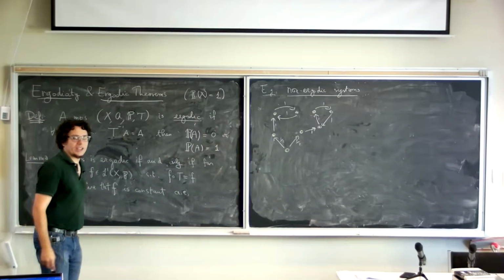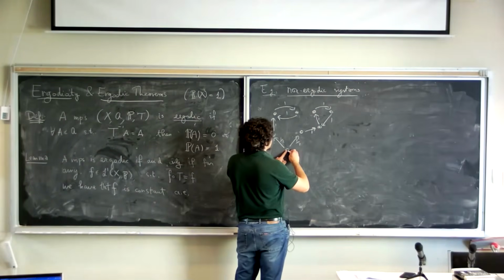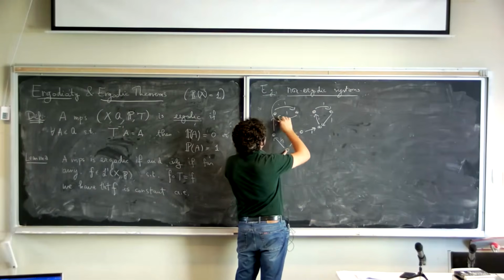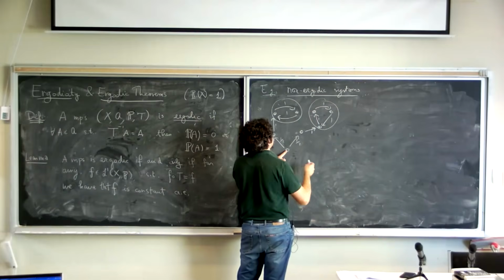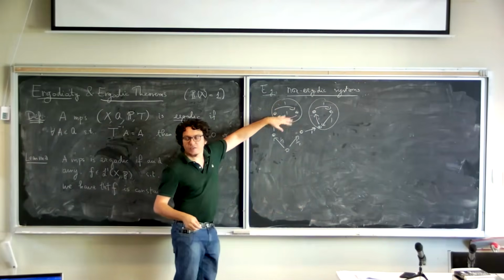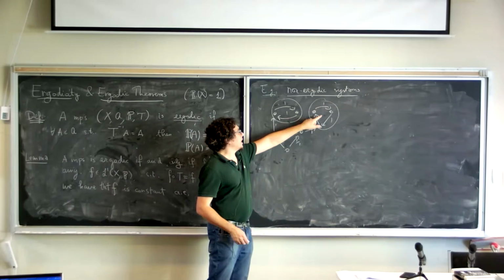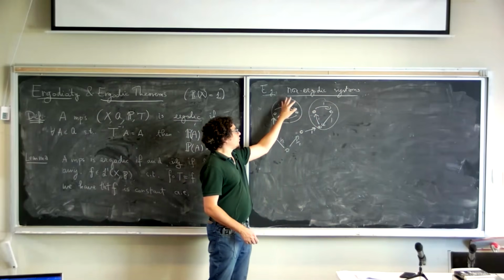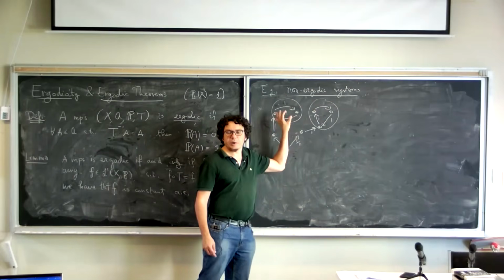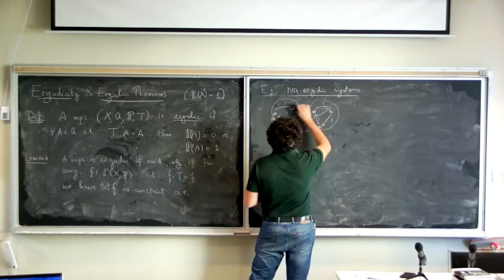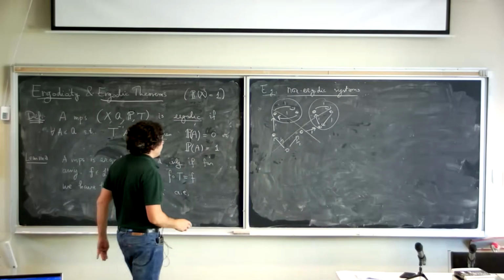You can make more complicated systems, but basically, if you start from here, you either end up in this component or you end up in this component. So this set is invariant under time evolution, but it has a measure which is a fraction, say maybe 1/2 or some positive fraction of the mass. This is what we don't want. So ergodicity is some sort of irreducibility.